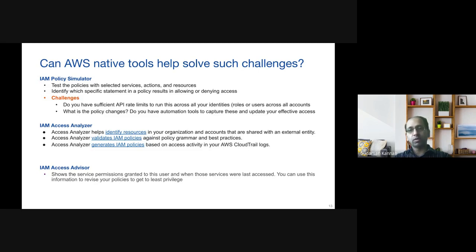Let's say you want to ask the question, given an S3 bucket, I want to see all the users who can access that S3 bucket. You cannot get that answer through Policy Simulator, right? So that's one of the drawbacks.